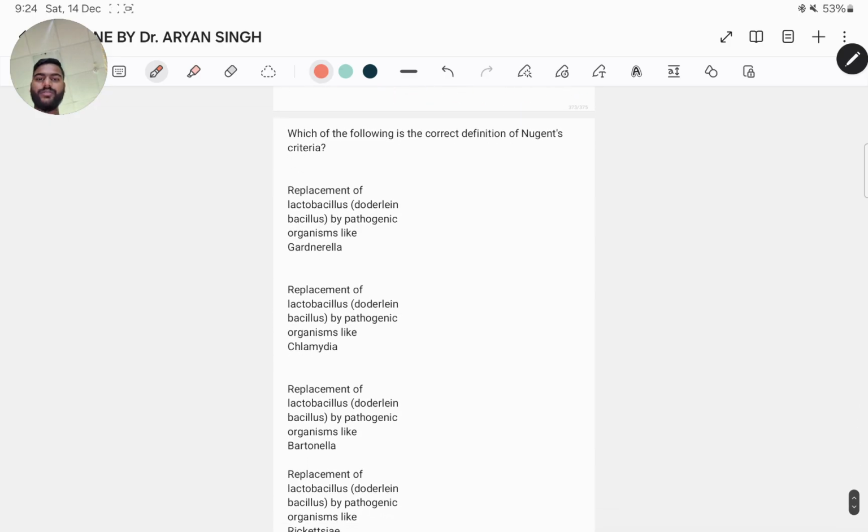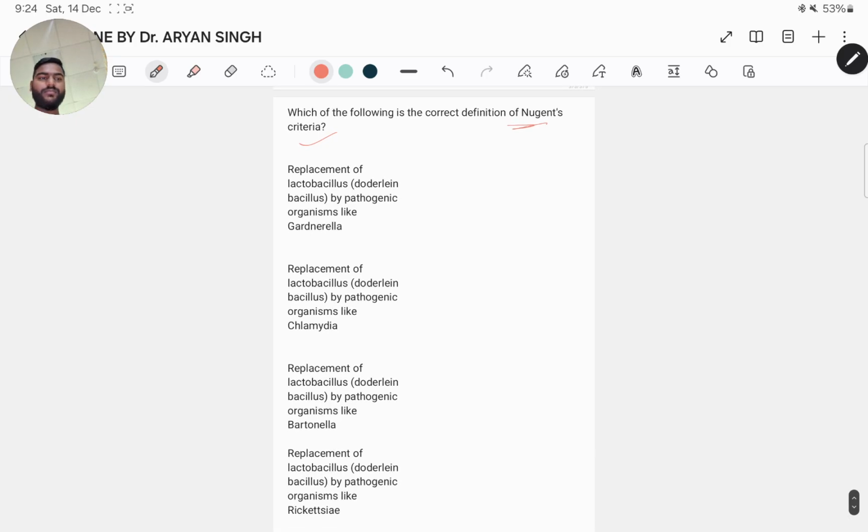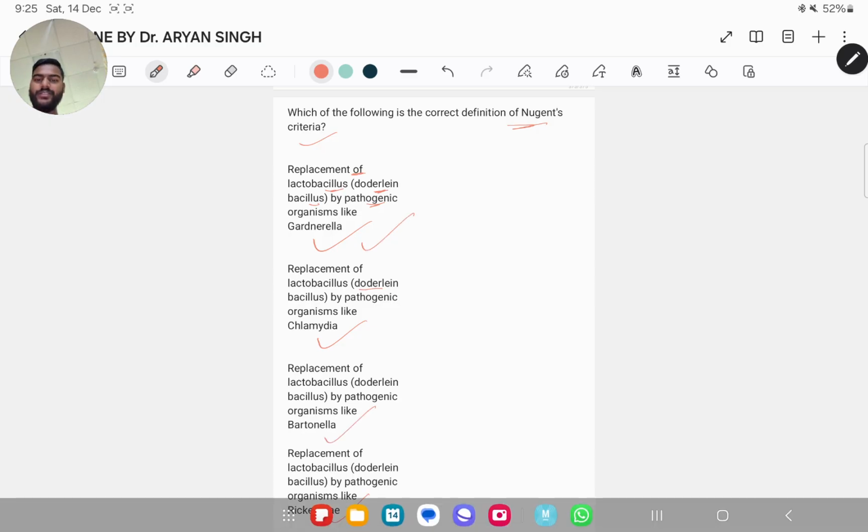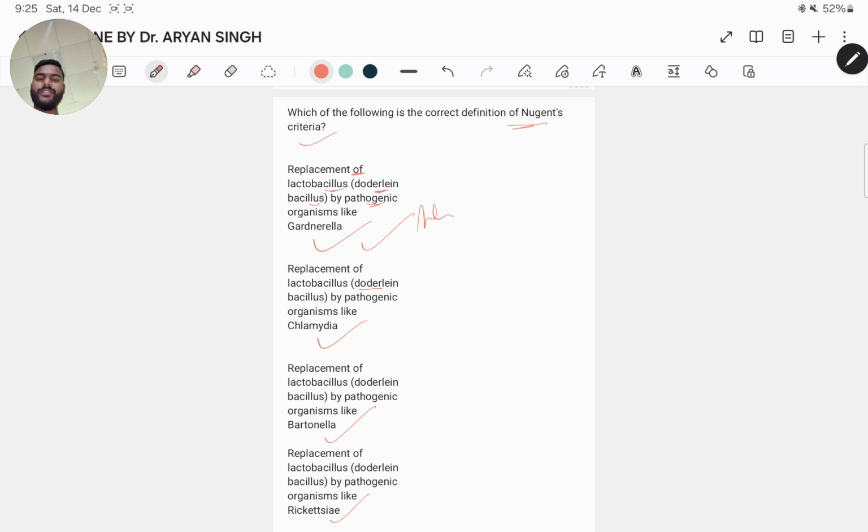Next question. Which of the following is not a correct difference in Nugent's criteria? Replacement of lactobacillus by pathognomonic organisms like Gardnerella, or replacement of lactobacillus by pathogenic Chlamydia, Bartonella and Rickettsia. The best answer is Gardnerella, because the replacement of lactobacillus by the pathogenic organism Gardnerella is the new generation replacing the old generation. So this one is the best answer.